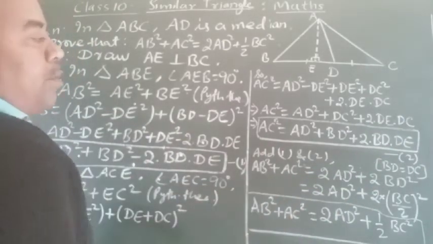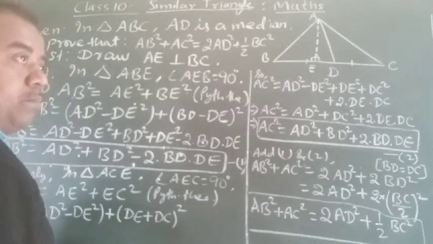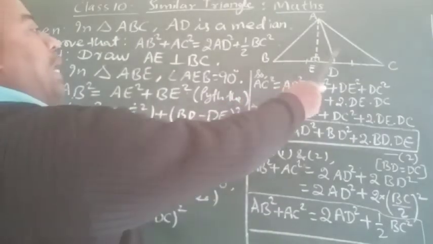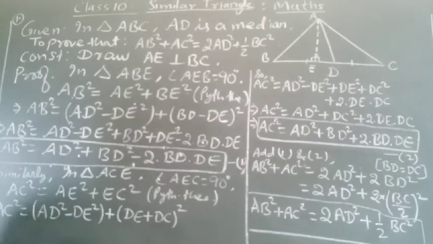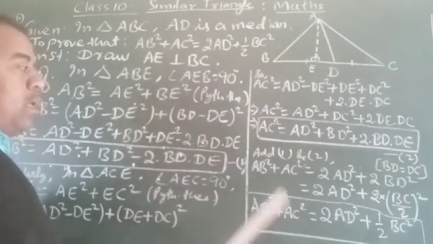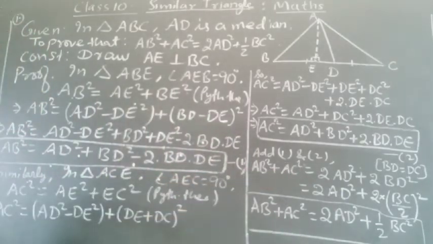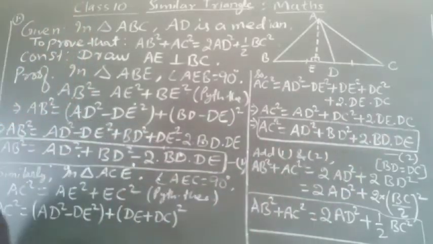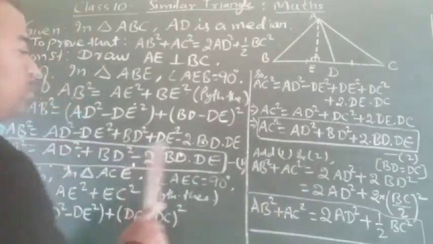And this is another theorem called the obtuse angle theorem, because angle ABC is an obtuse angle. Okay. Now, next, you have to add both of the equations. In equation 1, LHS is AB square. In equation 2, LHS is AC square. So AB square and AC square both are added. Now 2 AD square, BD square, here also AD square, BD square. Now 2 BD DE and plus 2 BD DE, they will cancel. Clear? After cancellation you have AD square 2 times, BD square also 2 times.